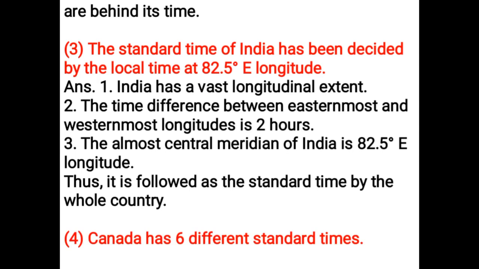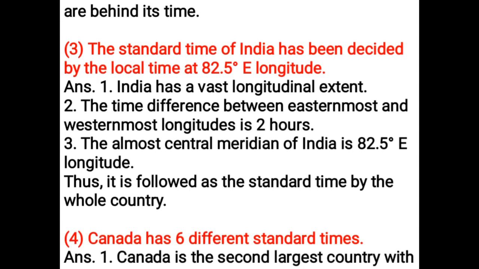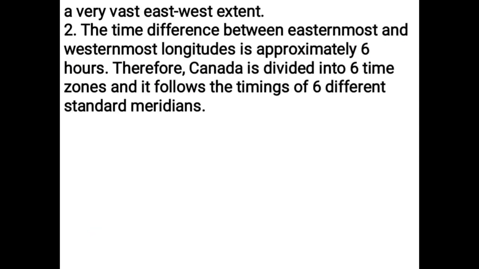Canada has 6 different standard times. Canada is the second largest country with a very vast east-west extent. The time difference between easternmost and westernmost longitudes is approximately 6 hours. Therefore, Canada is divided into 6 time zones and it follows the timings of 6 different standard meridians.